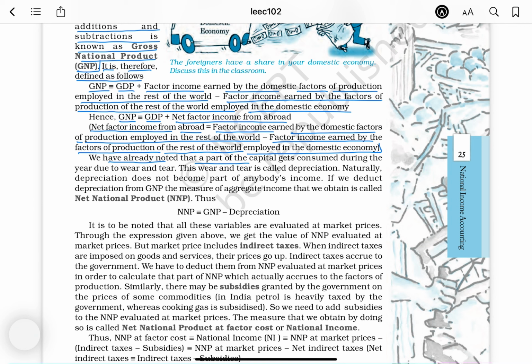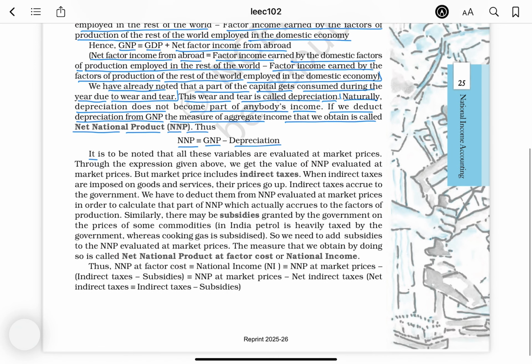We have already noted that a part of the capital gets consumed during the year due to wear and tear. This wear and tear is called depreciation. Naturally, depreciation does not become part of anybody's income. If we deduct depreciation from GNP, the measure of aggregate income that we obtain is called net national product, NNP. Thus, NNP equals GNP minus depreciation.